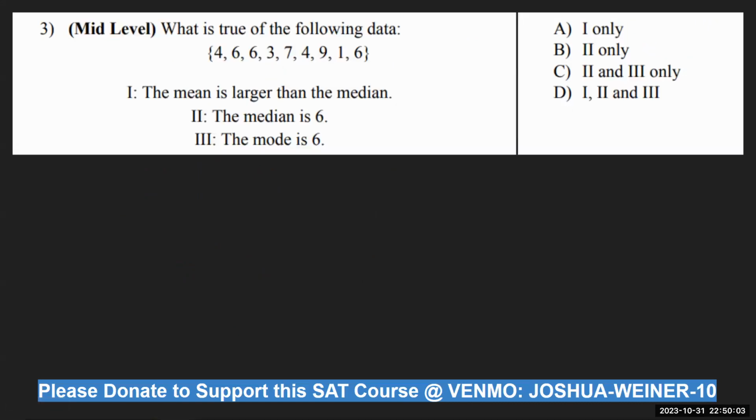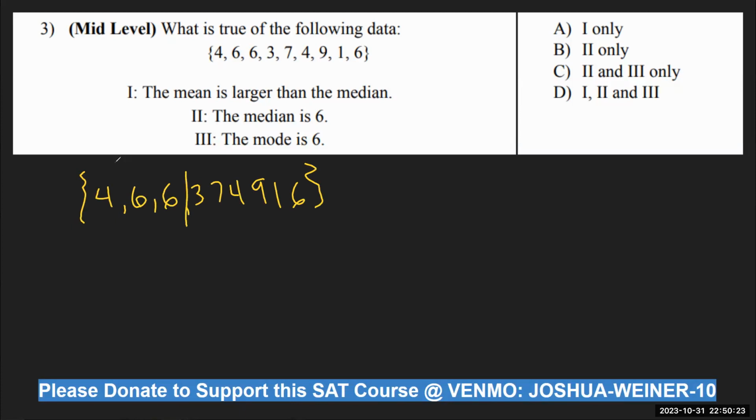Question number 3 is a statistics question, and it's written as mid-level. Here we have a set of numbers for data, and we have to figure out the mean, median, and mode based on the given numbers. Well, the first thing I'll do is see how many numbers are in the set by putting up a partition block here, counting by 3s. So it turns out there are 9 data points, or 9 elements, in the set.